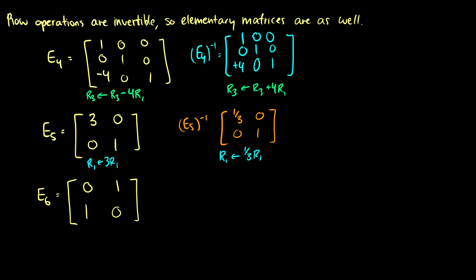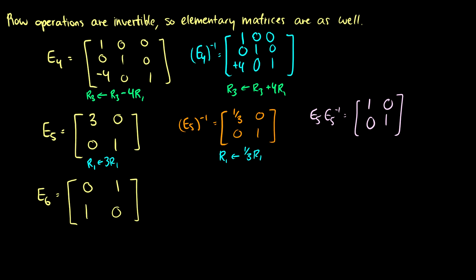You can check yourself that this works by multiplying the two matrices together, and you'll get the identity back. For instance, for E5 times E5 inverse, for our top left entry we get 3 times 1/3 plus 0 times 0, which is 1. Then 3 times 0 plus 0 times 1, then 0 times 1/3 plus 1 times 0, and for our bottom right entry, 0 times 0 plus 1 times 1. So we get our identity matrix back, just using the multiplication rules we learned in a previous video.